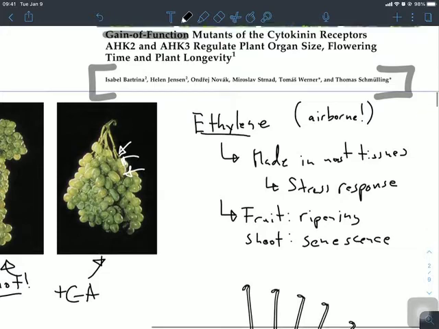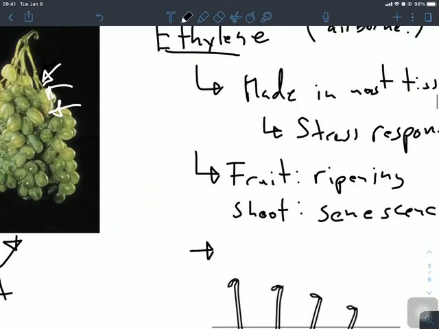We know that ethylene, as its precursor, uses the amino acid methionine.